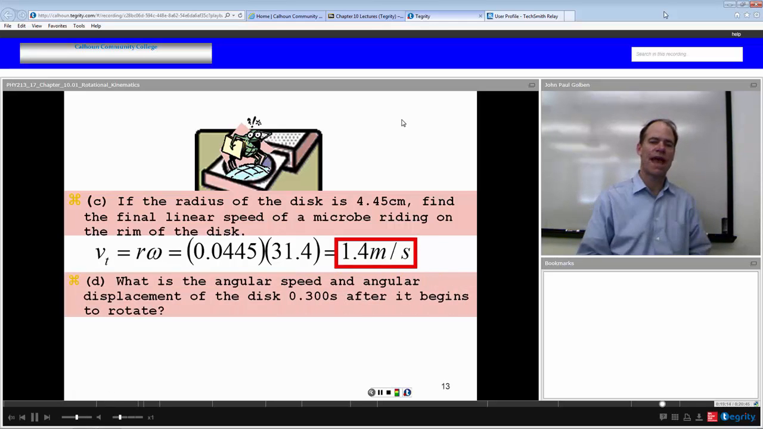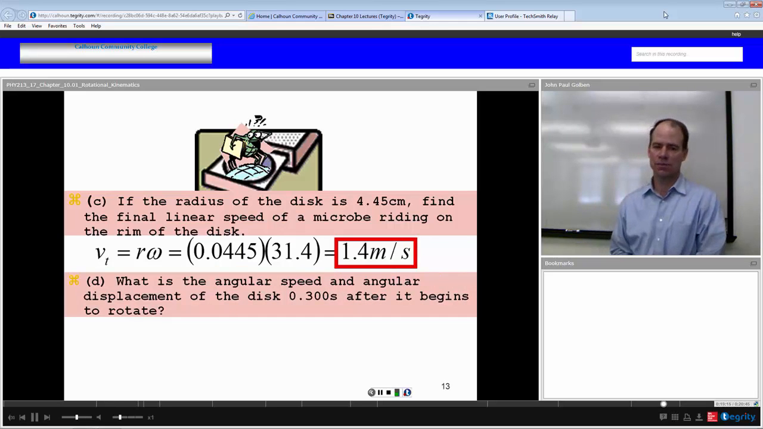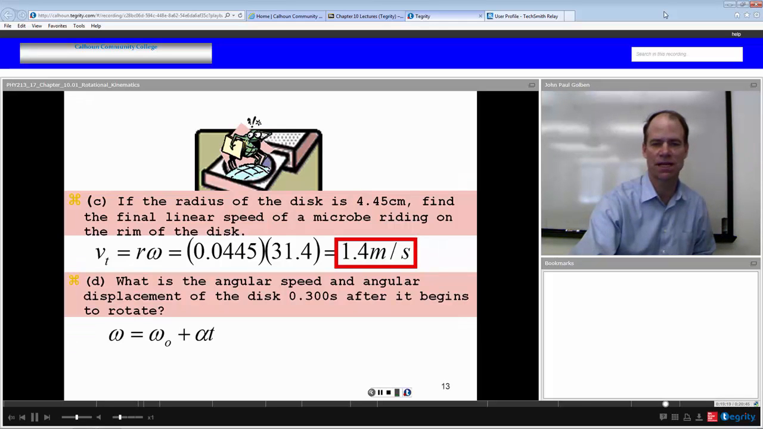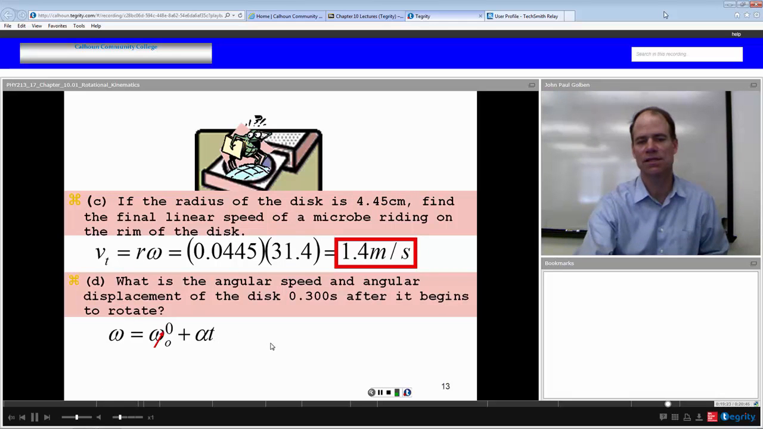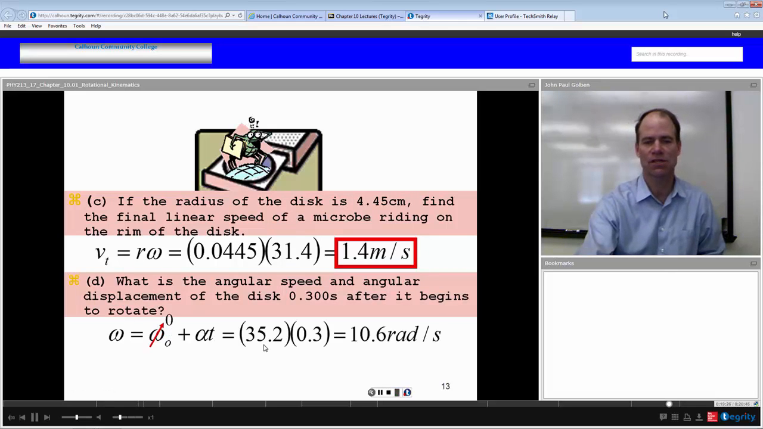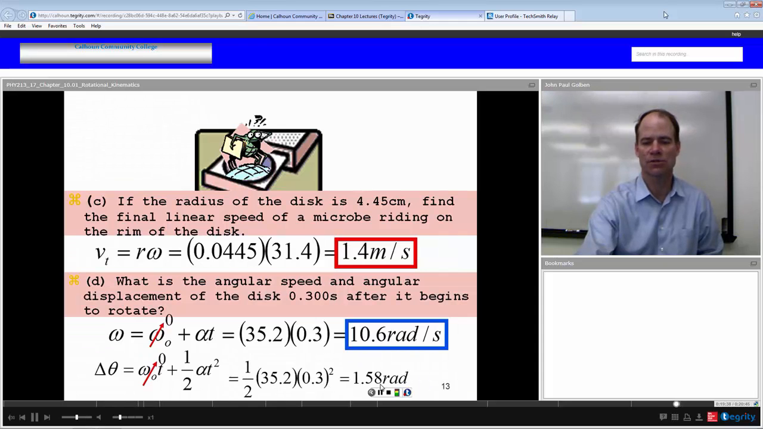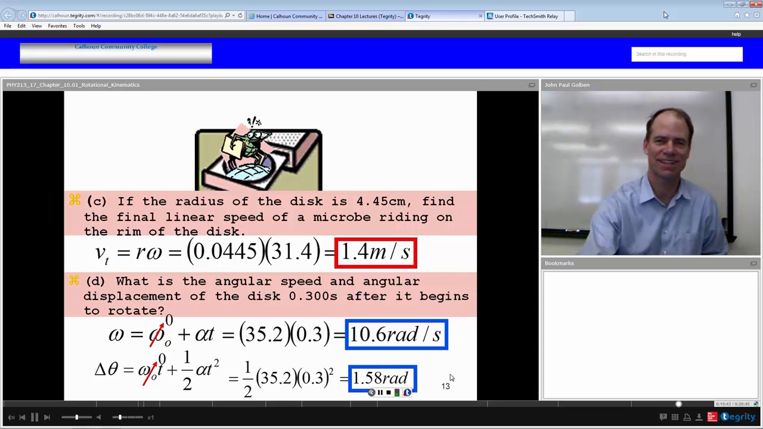What is the angular speed and the angular displacement of the disk 0.3 seconds after it begins to rotate? Angular speed is our initial angular speed plus alpha times t. We start from 0. That's 35.2 times 0.3 seconds, 10.6 radians per second. Our angular displacement, initial angular velocity is 0, so 1/2 times 35.2, 0.3 seconds squared, 1.58 radians.